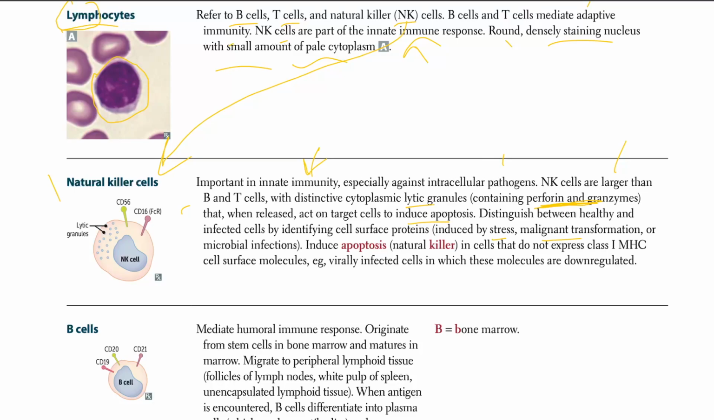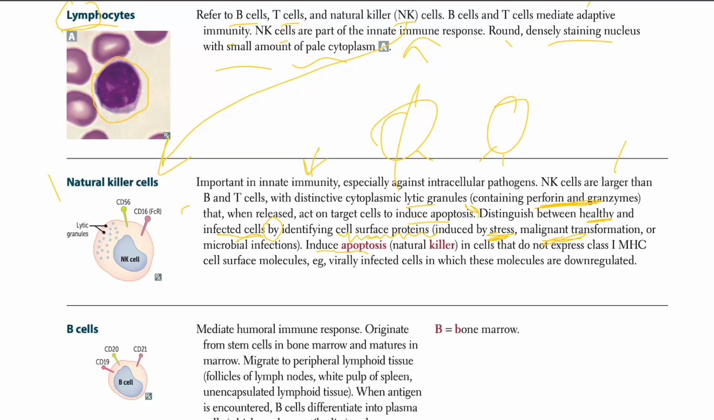Again, very important. They distinguish between a healthy cell and an infected cell. Let's say this cell is infected and this cell is normal. How do you know this is normal and this is infected? By identifying cell surface proteins, like cell surface markers. That change in cell surface protein could be induced by stress, malignant transformation, or microbial infection.